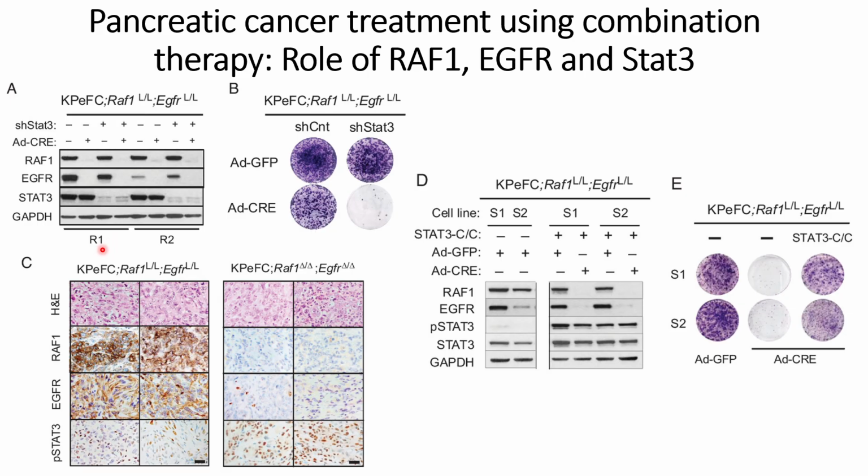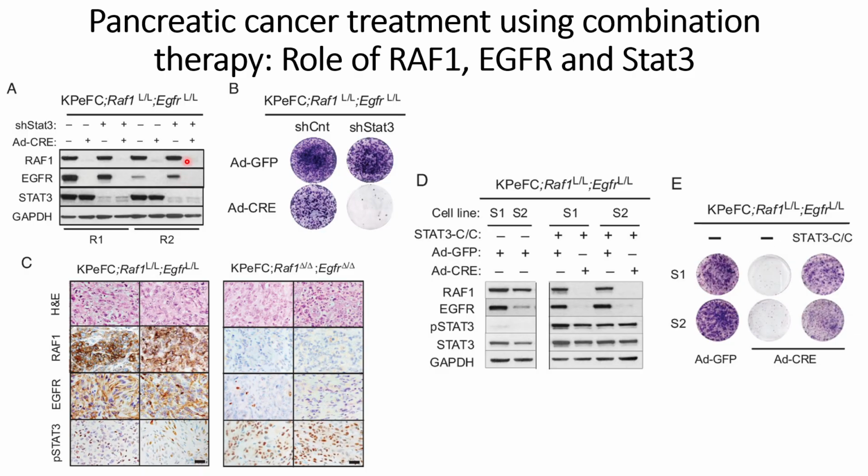They checked in two different independent systems, that when they induce CRE, they are able to see knockdown of RAF1 and EGFR, and when they use silencing RNAs against STAT3, they are able to see knockdown of STAT3, and when they use both of them, they are able to see knockdown of both. They checked these in two different independent systems, and they are able to see the expected results.